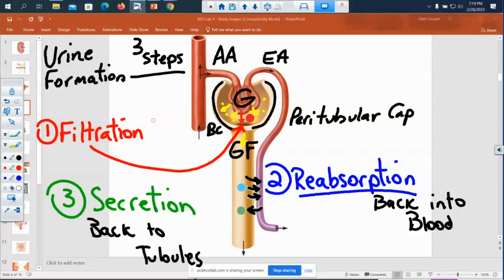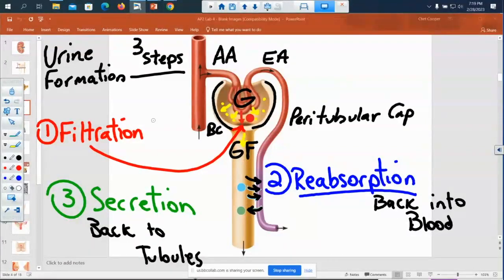Now the lecture video will take you further into these three processes. What I wanted to help you understand is that there's three processes of urine formation. Filtration happens only in one location. Where is that? Between the glomerulus and Bowman's.